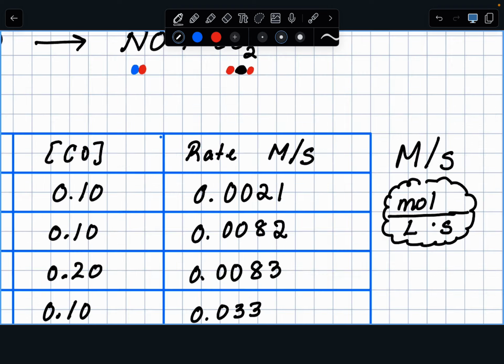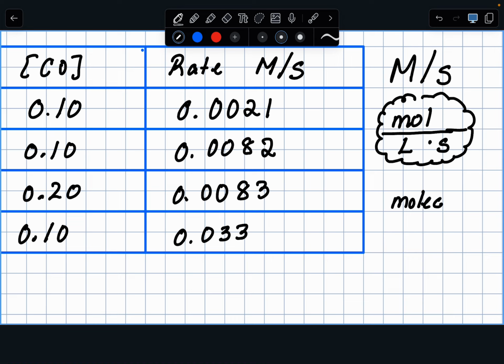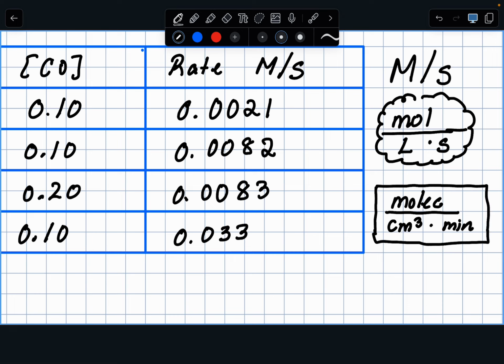Another little disclaimer: could the units be something different for rate? Sure. They could actually be particles or molecules per centimeter cubed per minute. So be careful. I'm just going to put this in a box instead. The units of rate can be any amount, so mole or molecule, over any volume, so liter or centimeter cubed, and then per time.